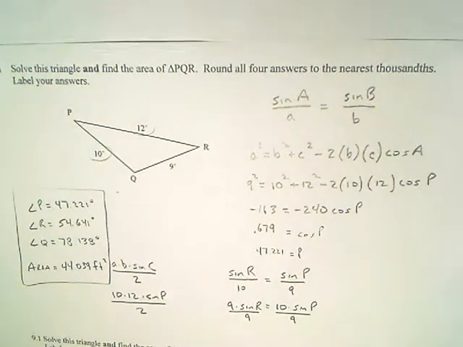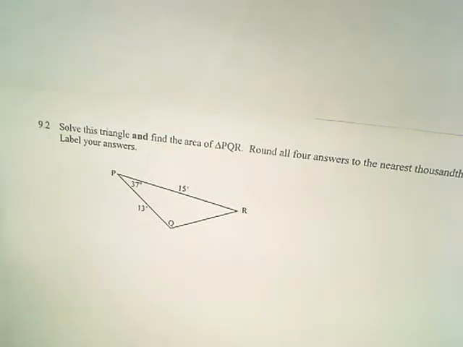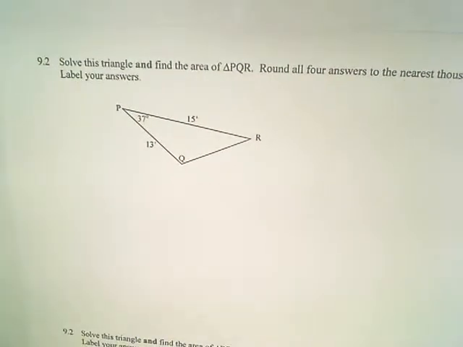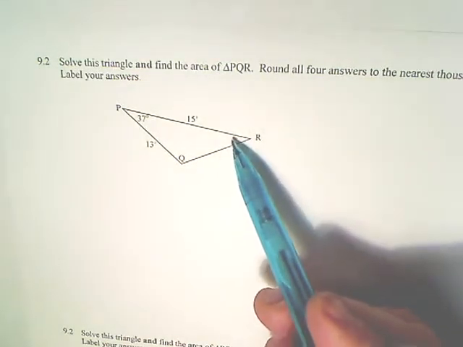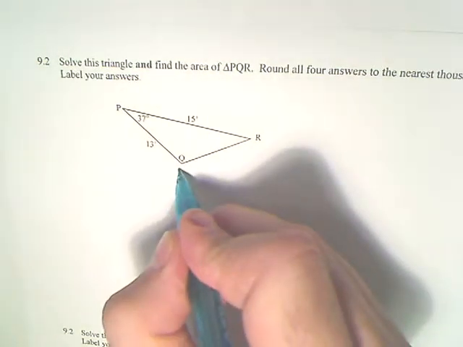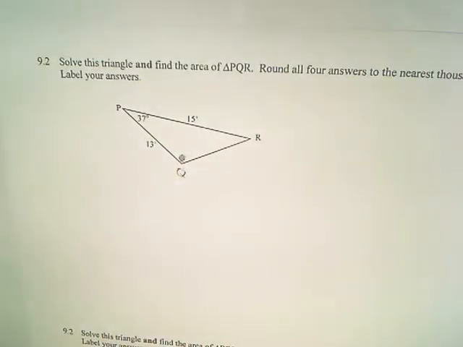Okay, here is number 2. Copy that triangle down, solve the triangle, so you'll find side P, find these two angles. This Q is in a weird location. And find the area. Press pause if you need more time. Here is the solution.